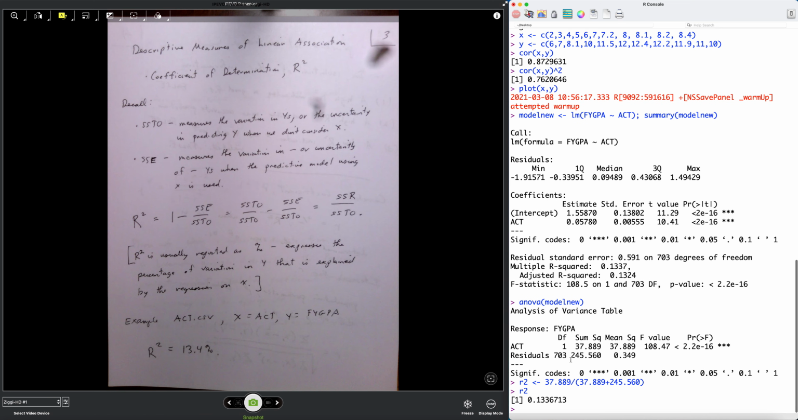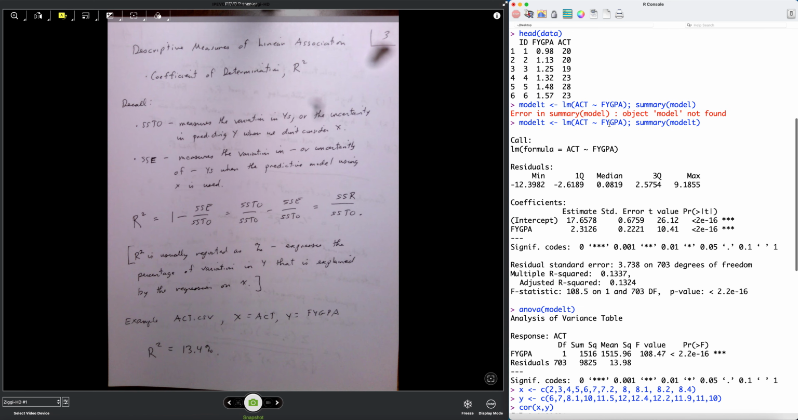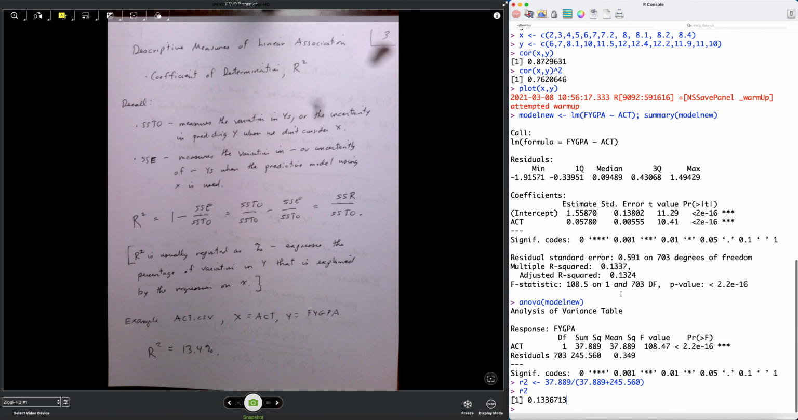So we would say that 13.4% of the variation in our Y, which is first year GPA, would be explained by the regression on ACT. Right. Had it right over here. For some reason, I got over here and did it wrong. Interesting stuff. All right, but it happens. All right, at least we got it corrected.